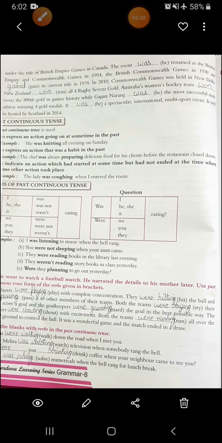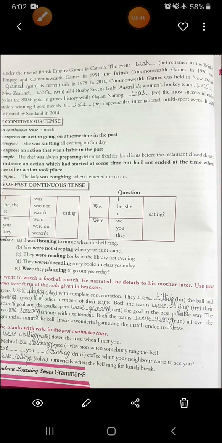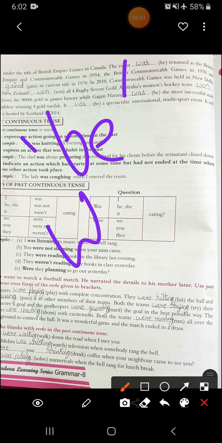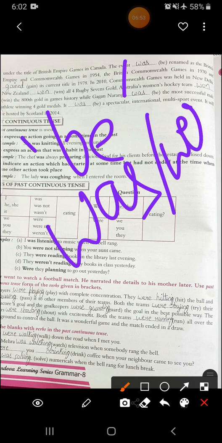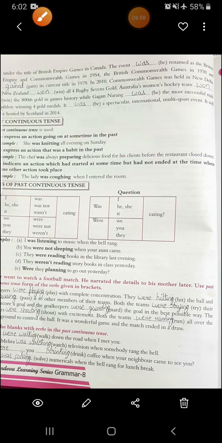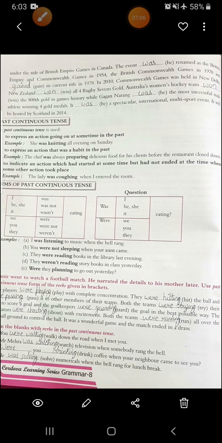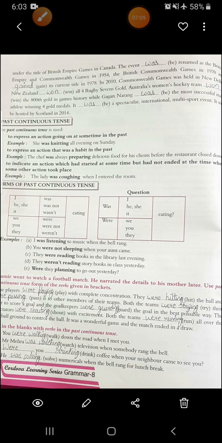Now see the next page. Under the title of British Empire Games in Canada, the event was. We become was. You know, in past tense, be means is, was and were, but here it is singular, so we will use was. The event was renamed as the British Empire and Commonwealth Games in 1954, the British Commonwealth Games in 1970 and gained. Gain becomes gained, G-A-I-N-E-D. Gained its current title in 1978.